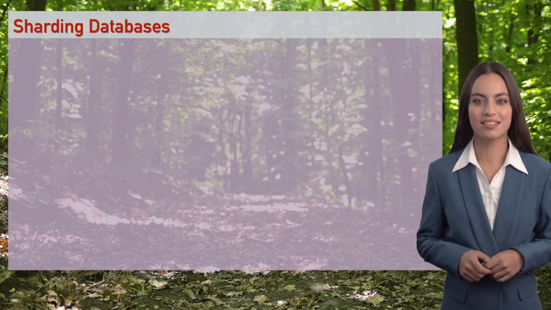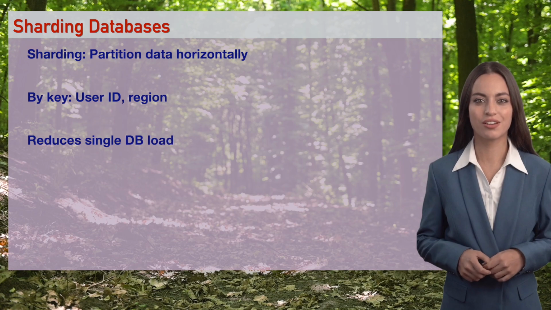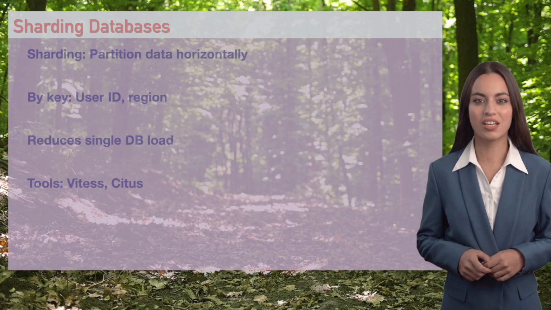Sharding databases. It partitions data horizontally across multiple databases or nodes, each holding a subset. Shard by keys, like user ID or geographic region for even distribution. This reduces load on any single database, improving query performance. Tools like Vitess for MySQL or Citus for PostgreSQL automate sharding.